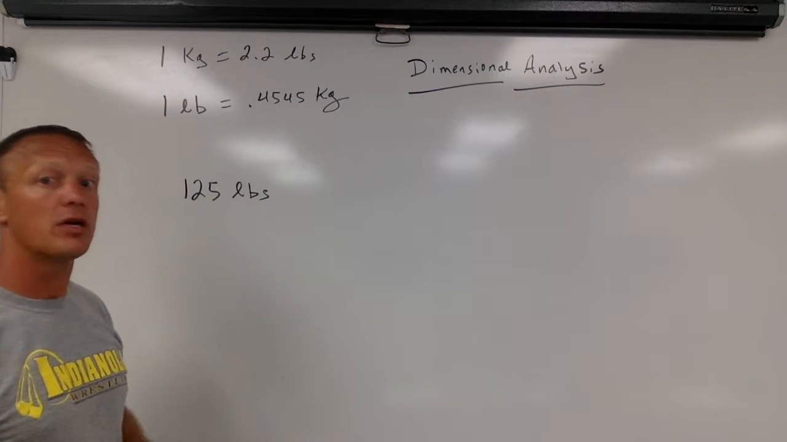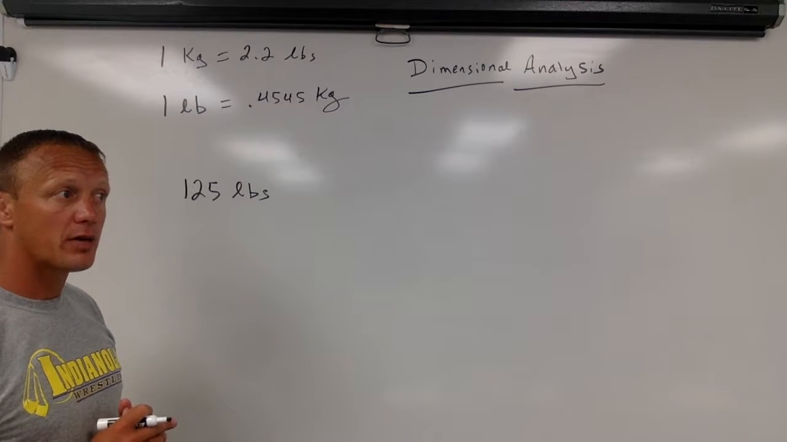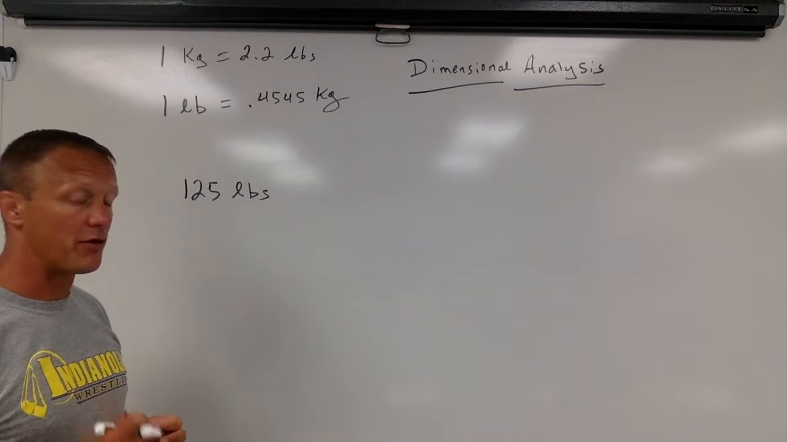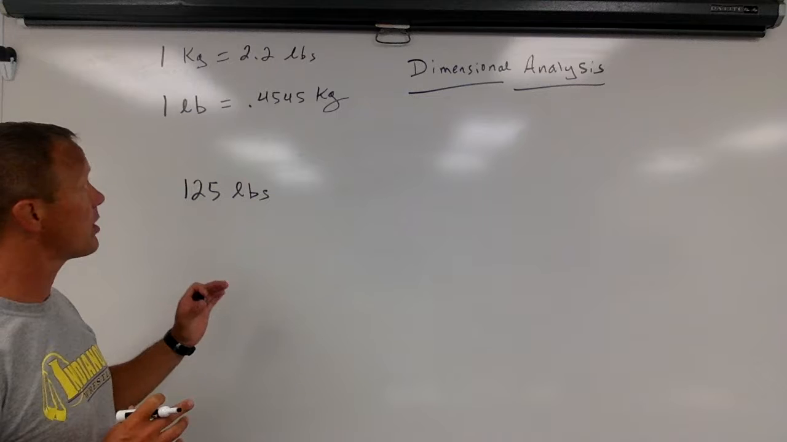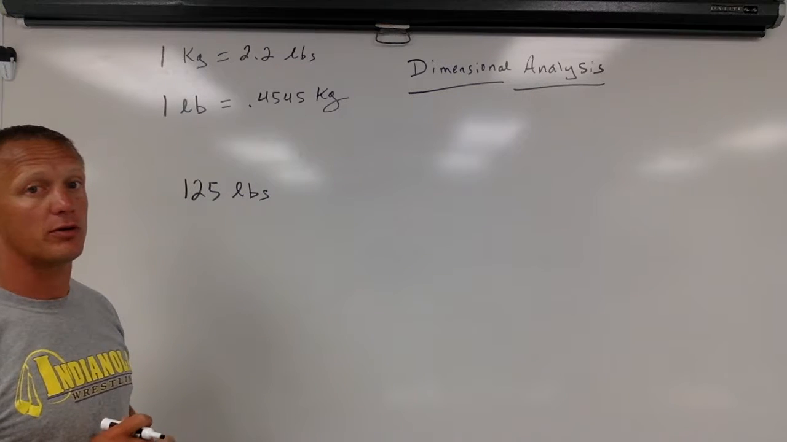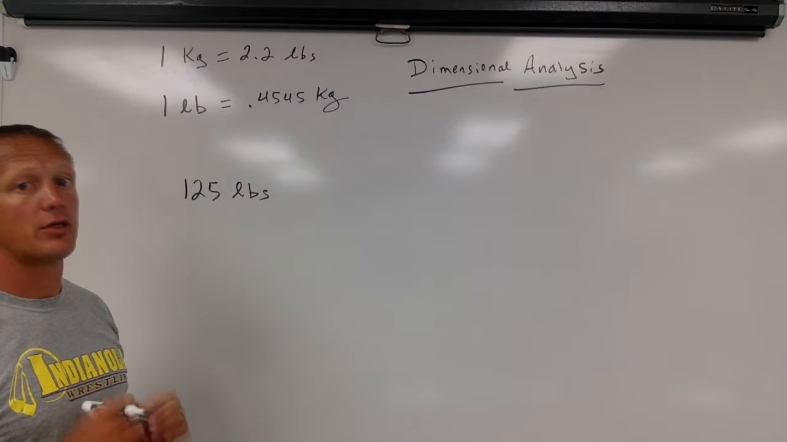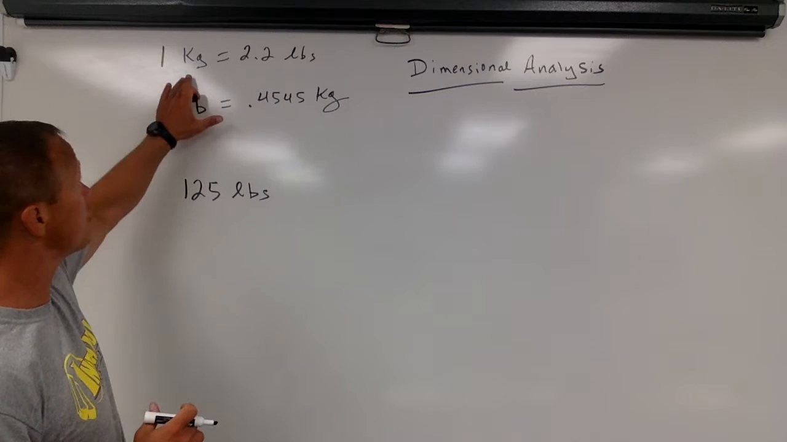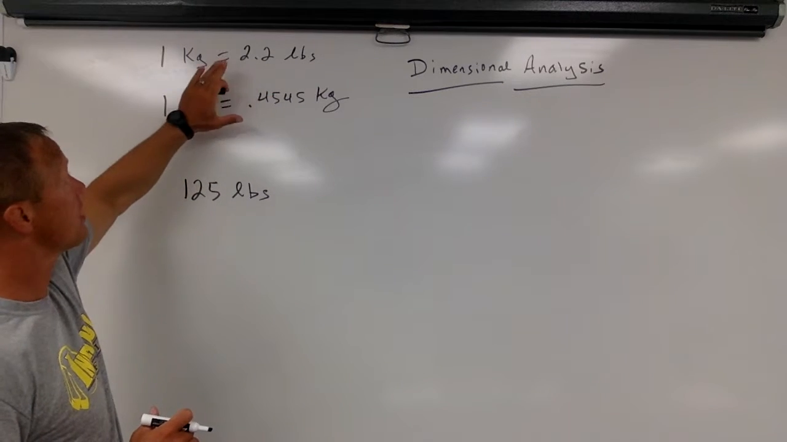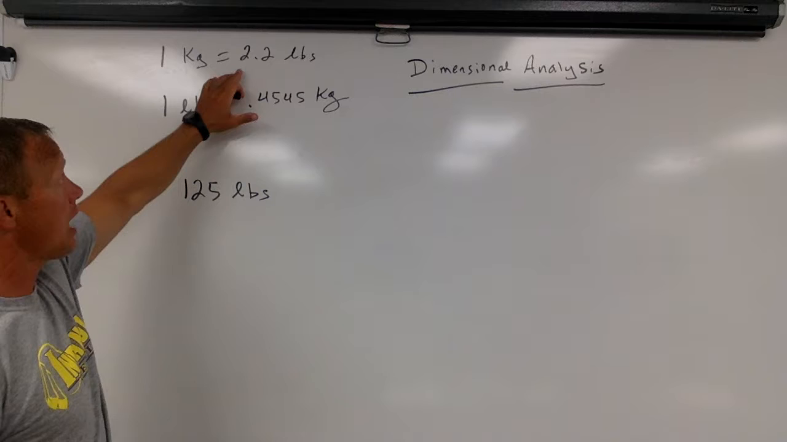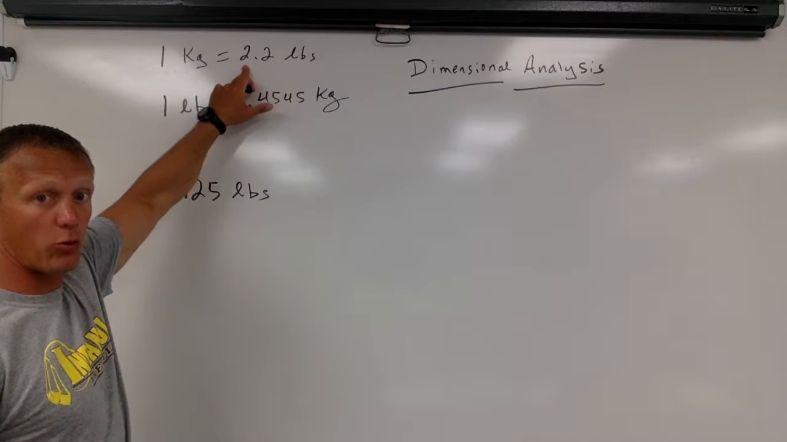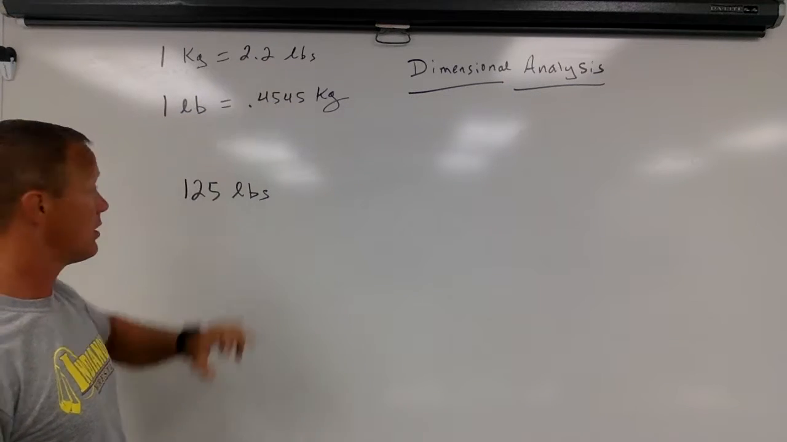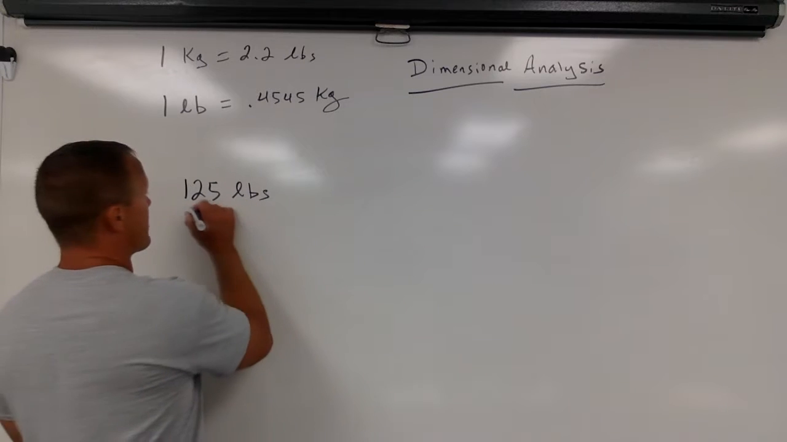It's a one-step problem. But if you're not sure, and a lot of times kids think they know, and then they're wrong. If you're not sure whether you need to multiply or divide, dimensional analysis will help you. It will make you do it the correct way. So if I was using this conversion, so ignore the second one, I was either going to divide by that number or multiply by that number, one of the two.